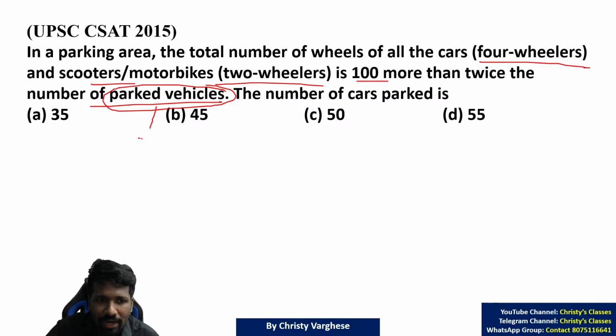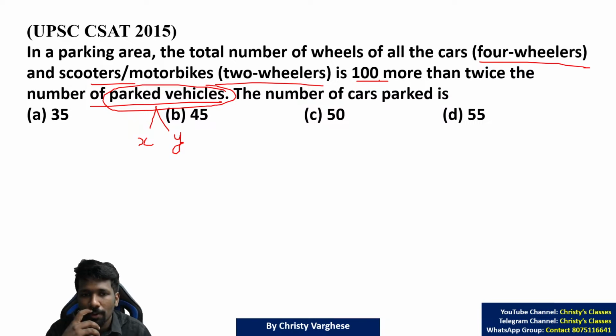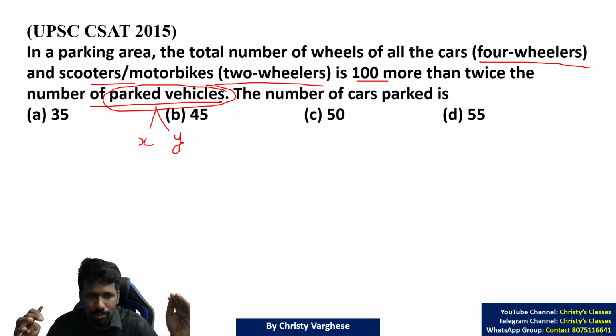So I can assume let X be the number of cars or four-wheelers, and Y be the number of two-wheelers. Here I am taking two variables because I don't know either number. In some questions there will be a connection, like car and motorbike added is this much. If something like that is given, it is easy to solve. You don't have to take two variables. You can take X as the number of cars and 100 minus X as the number of motorbikes. But here you cannot do that.